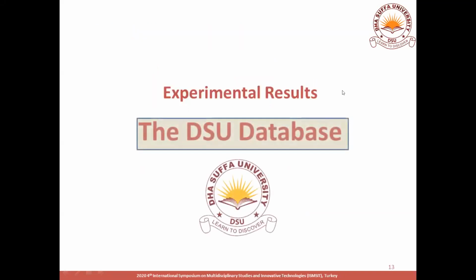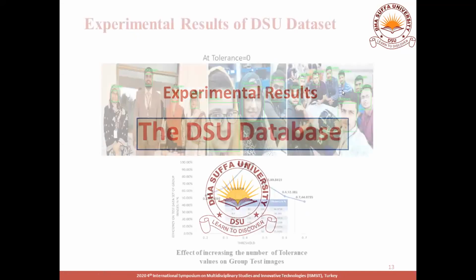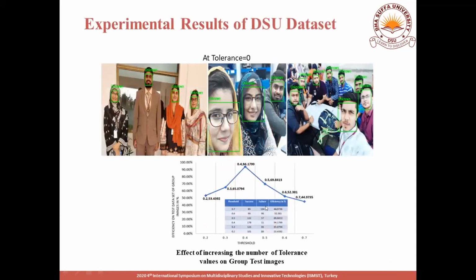Moving on to the experimental results on the DSU database. Looking at this graph, it can be seen that we are varying a tolerance parameter, and varying the tolerance parameter results in different percentages of recognition results. So it can be seen that 0.4 is by far the best parameter, which results in a fairly increased recognition efficiency. Decreasing it beyond a certain value results in a decrease in the efficiency, and increasing it beyond a certain value tends to do the same.